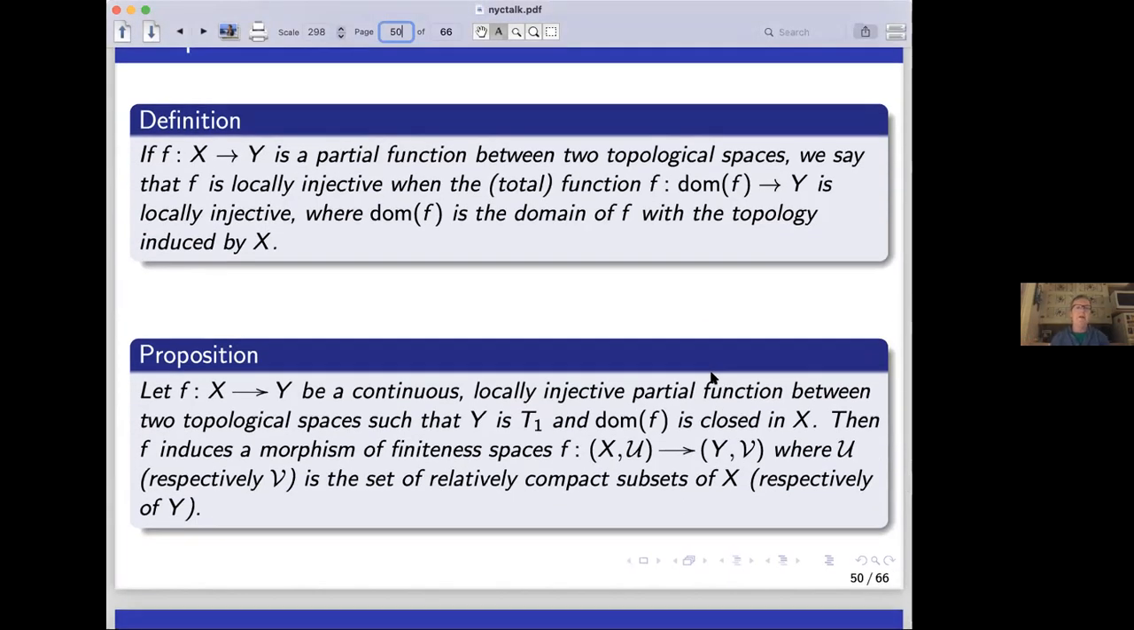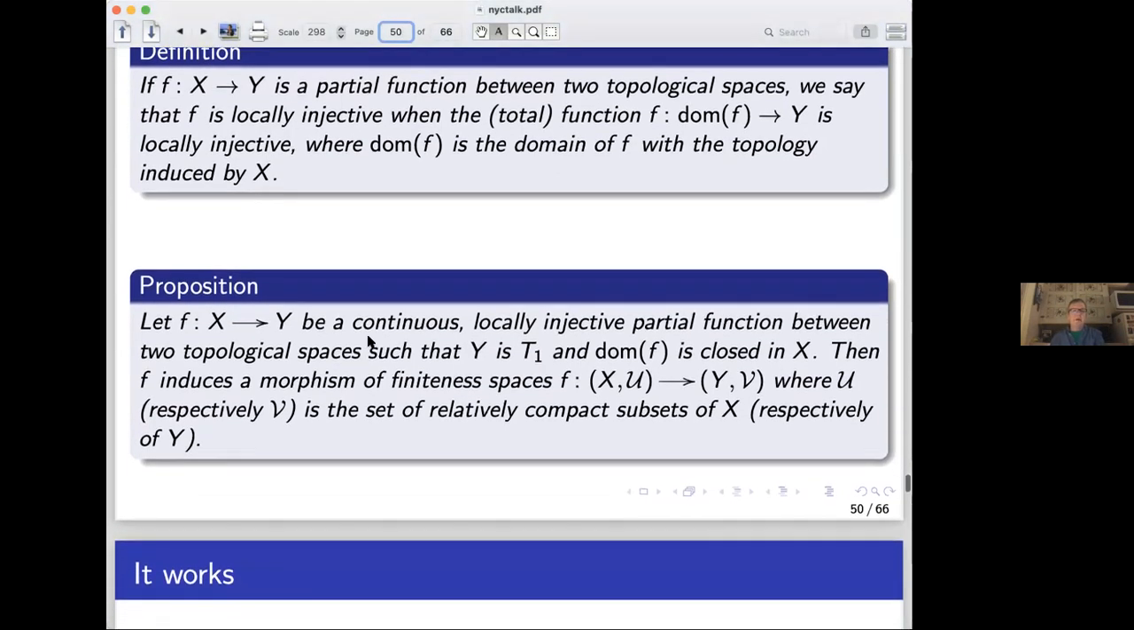And so here's the property that I need. I have a partial function F from X to Y. We'll say that it's continuous if it's continuous when restricted to the domain of F, given the subspace topology. And I also need that map to be locally injective, where that means the obvious thing. And here's the theorem that I need to make all this work out. So I have a continuous locally injective partial function between two spaces such that Y is T1 and the domain is closed in X, then F induces a morphism of finiteness spaces, where I take as my finiteness structure the relatively compact subsets of X. So everything works out fine. And the theorem is that this works.